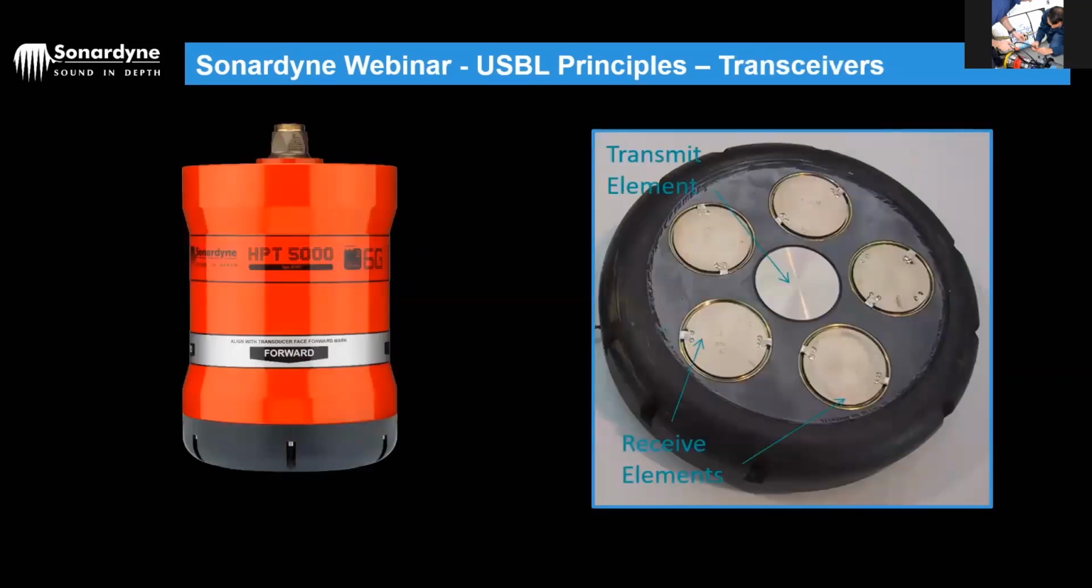So the transceiver itself, this is an HPT 5000, which has a transmit element in the middle. This is sending out the acoustic signals, and they're all wideband digital acoustic signals these days, so everything's digital and codified in sound waves. And then we have these hydrophone receive elements around the outside that are listening for the response back from the transponder. We'll talk about how that works a bit later on.